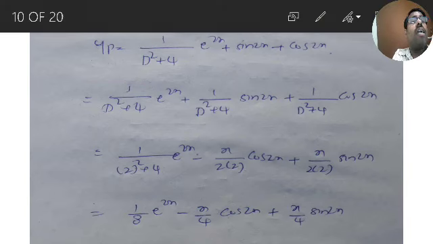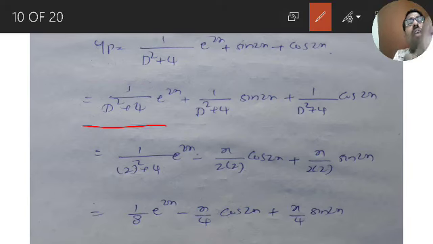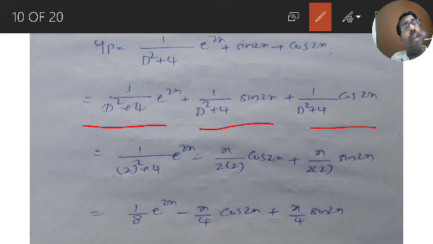So, what will you get? For the first one, 1 by d square plus 4 of e power of 2x. Second one, 1 by d square plus 4 of sin 2x. Third one, 1 by d square plus 4 of cos 2x. Now the first method, e power of ax: at place of d you have to write a, that is, at place of d you have to write 2. So 1 by 2 square plus 4 of e power of 2x.